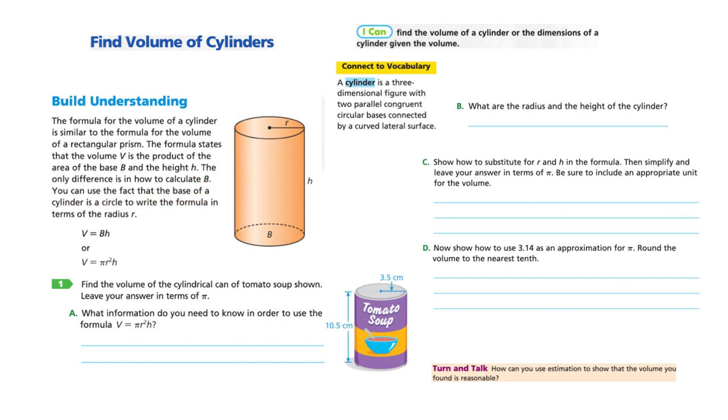You can use the fact that the base of a cylinder is a circle to write the formula in terms of the radius r. And you know that the area of a circle is pi times the radius squared. And so that's what they're using for B. So B and pi times the radius squared are the same value. So you can either write it like this, V equals the area of the base times the height, or the volume equals pi times the radius squared times the height, same thing.